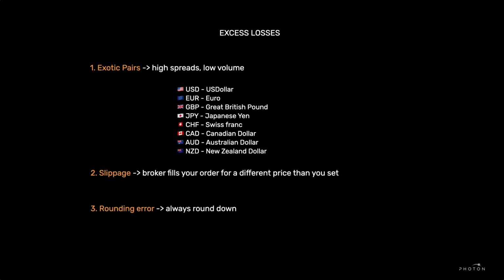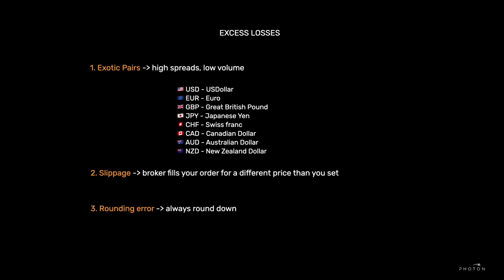Rounding error. So this is a human error made in the risk management process. So to be safe, you should always round your trade size down instead of up. So let's say your required pip value is $3. It's best to select a trade size that exposes you to $2.90 per pip, rather than a size that exposes you to $3.10 per pip, for example.